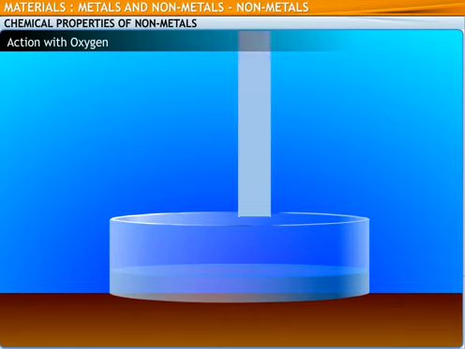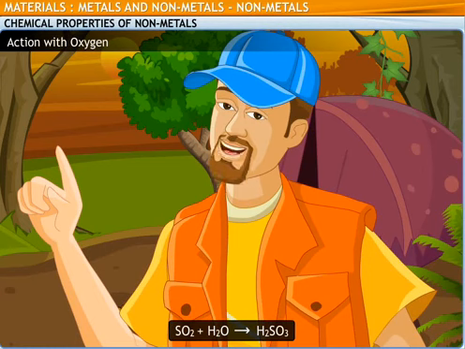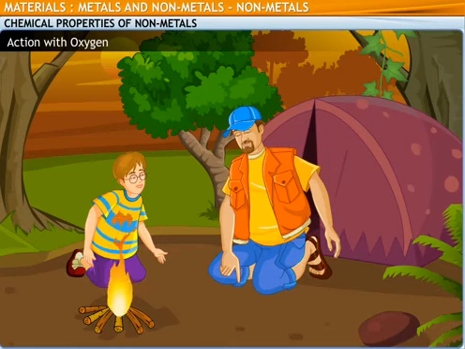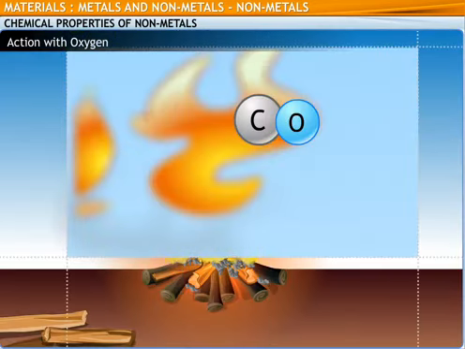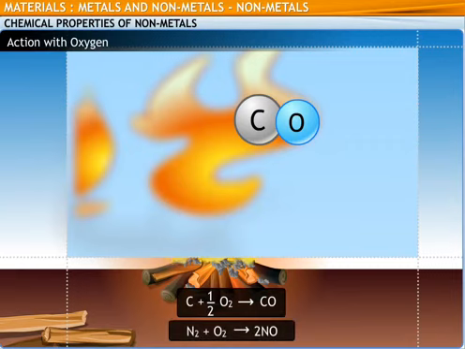Now, introduce a blue litmus paper which turns red. The sulfurous acid turns the blue litmus to red. This indicates the acidic nature of non-metal oxides. From this, we can conclude that non-metal oxides are acidic in nature. Observe the bonfire. In this bonfire, if there is a partial combustion, carbon monoxide is produced. This is a neutral oxide. Nitric oxide is another example of a neutral oxide.